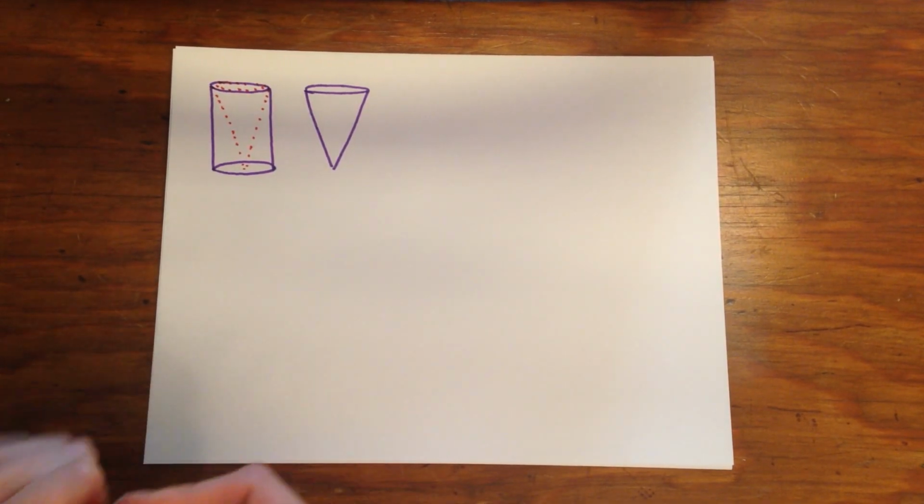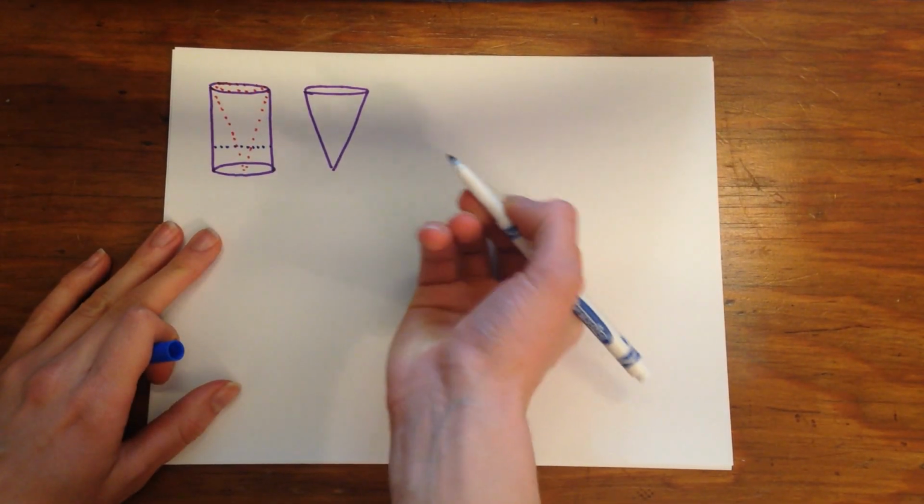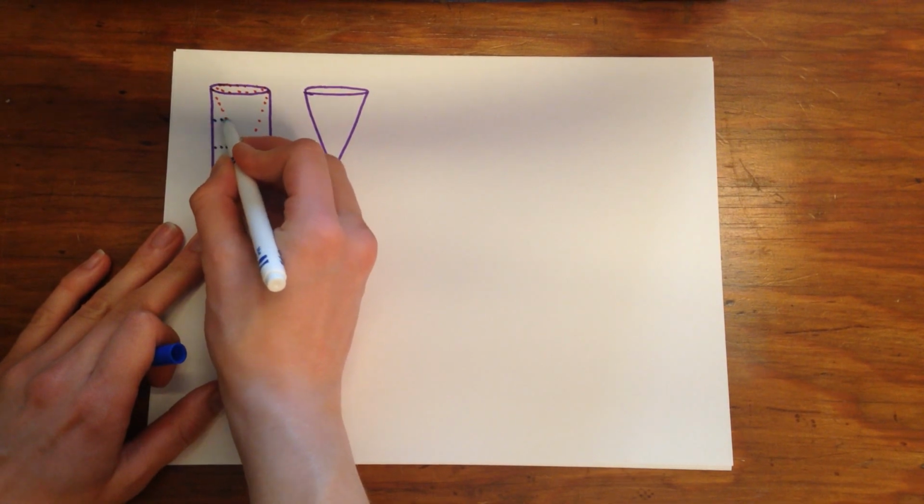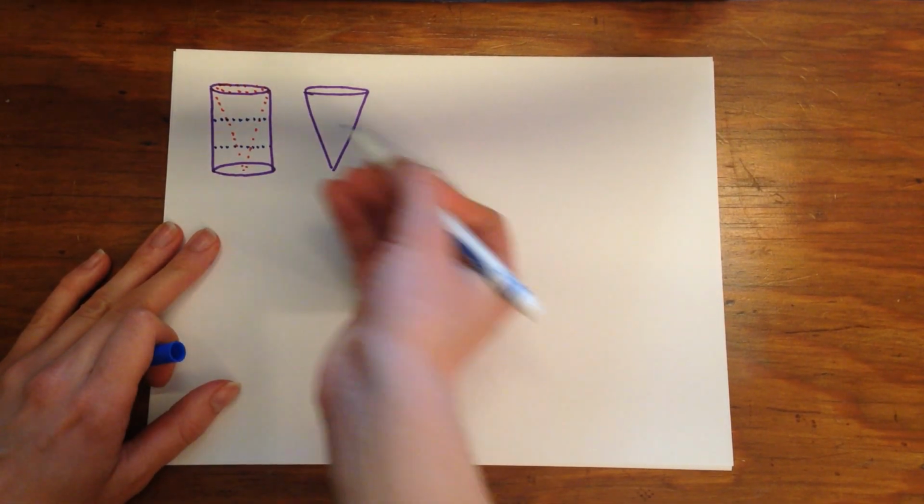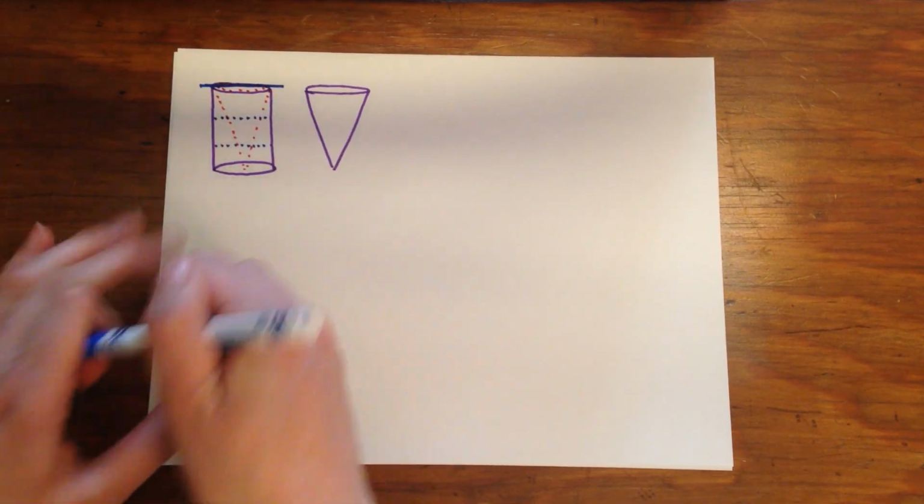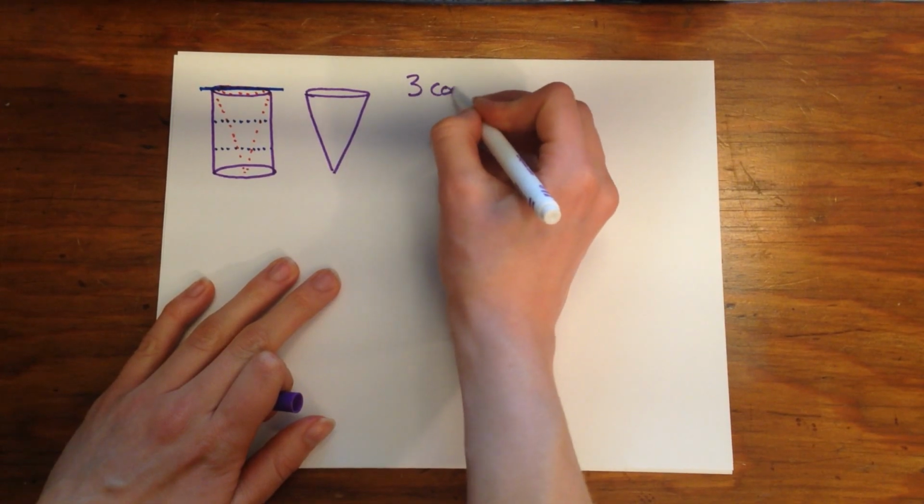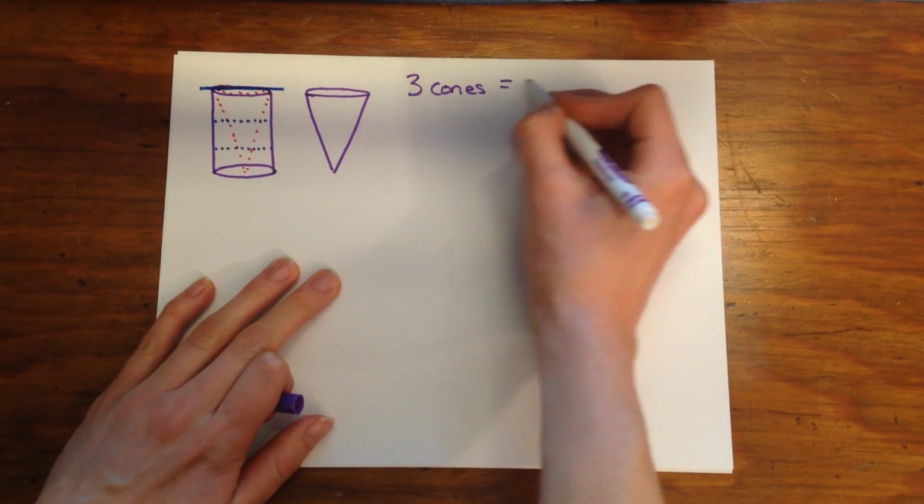And then we remember we took our cone, we filled it with water, and we poured it inside this cylinder, and it reached to about here. We took another cone full, and we poured it in, and it reached about there. Finally, we put one more in, and it reached all the way to the top. So then, we knew that 3 cones of water equaled 1 cylinder.